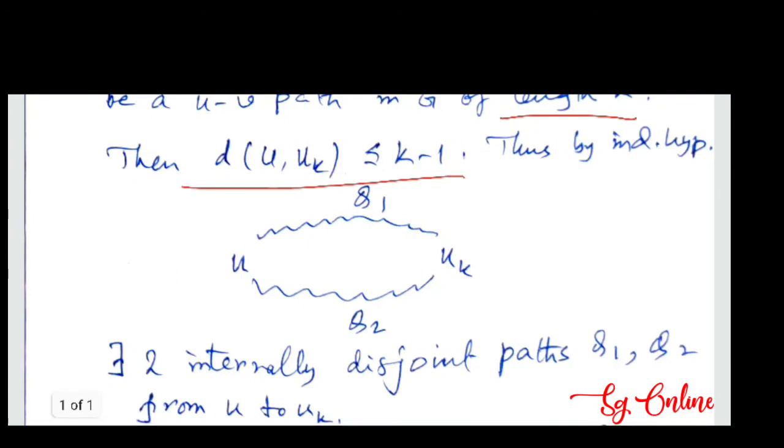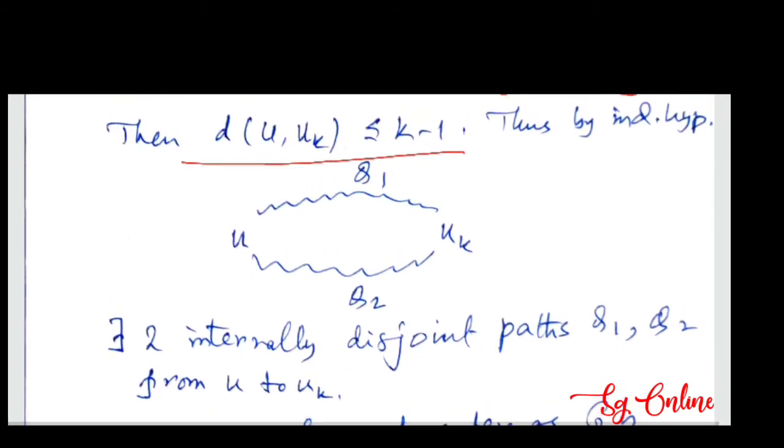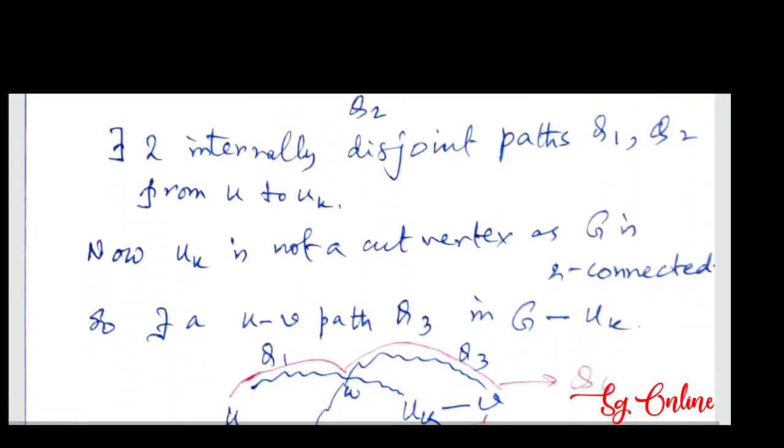Thus by the induction hypothesis, u and uk have two internally disjoint paths, and suppose these are q1 and q2. So from u to uk, of length k minus 1, by the induction hypothesis we get two internally disjoint paths, q1 and q2. Now by using q1 and q2 and some other path, we will construct the two internally disjoint paths between u and v. So let us see how we can construct this.